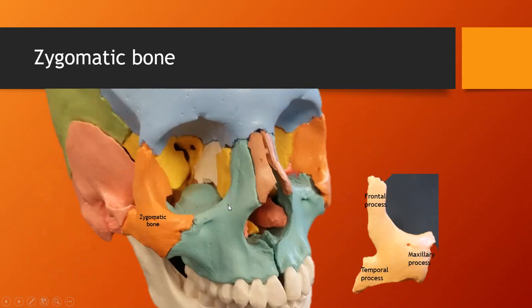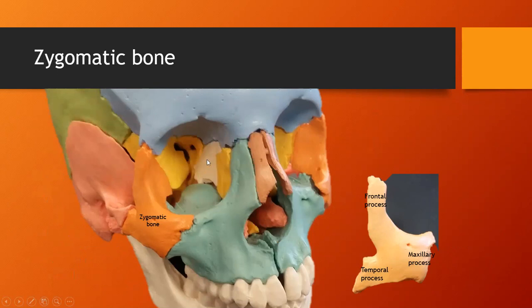Here's our maxilla. The palatine is actually this back portion back here, lacrimal. This would be our lacrimal bone. And the ethmoid.